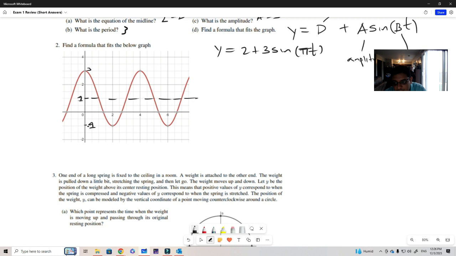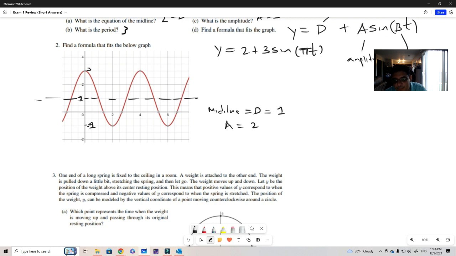So finding the midline is one of the most important things that you do when you're trying to find this equation. So midline equals d equals 1. Now from that we can calculate the amplitude, because the amplitude is going to be the distance from the midline to the endpoint. So here the amplitude a is going to be 2.